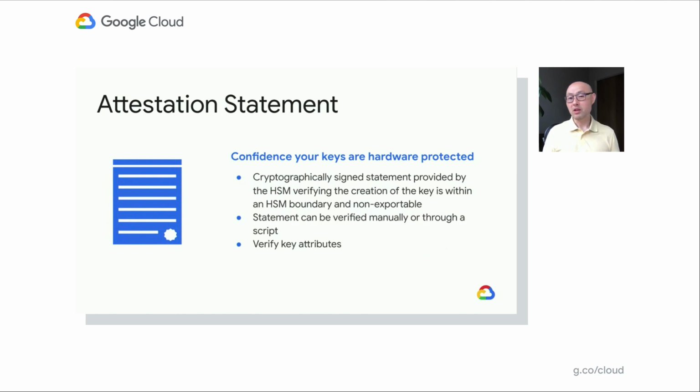Now, the other thing you can do with that attestation statement is look at the various properties of the keys, including things like whether the key is extractable or not. So you can actually get verifiable proof that that key material cannot be taken out of the HSM in plain text, and that Google can't do this either. And so this is something that will probably make your auditors very happy.